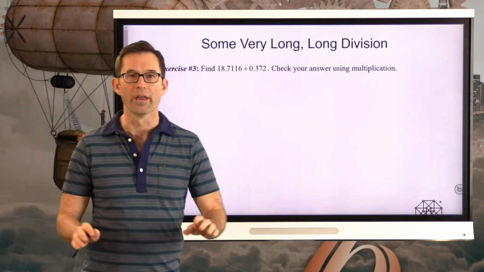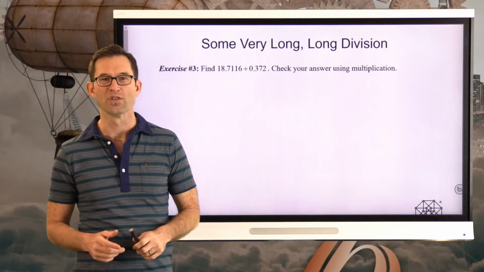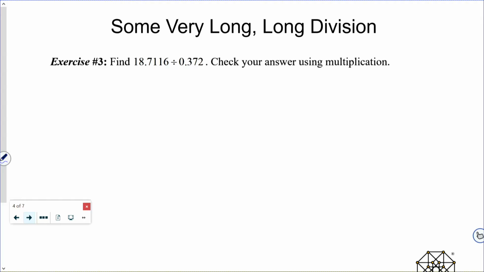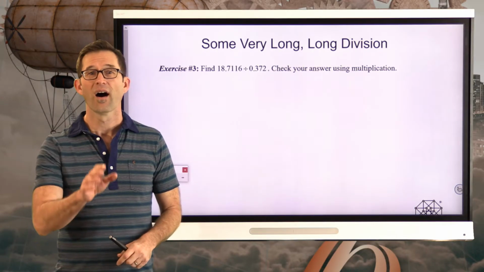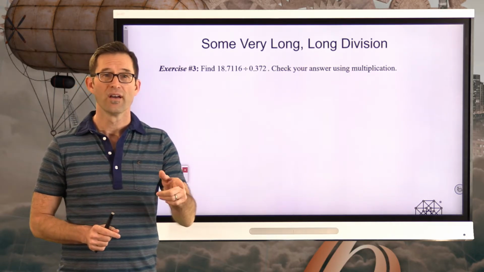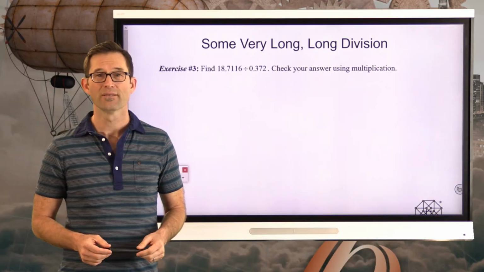Number 4, some very, very long division. All right, exercise number 3. Find 18.7116 divided by 0.372. Check your answer using multiplication. All right, I'd like you to pause the video right now. Take a shot at this problem on your own, and then we'll revisit it and take a look.